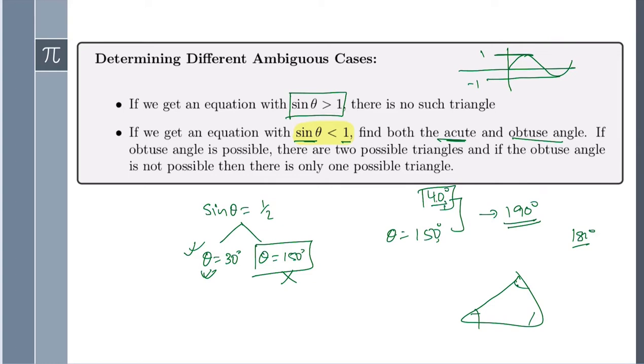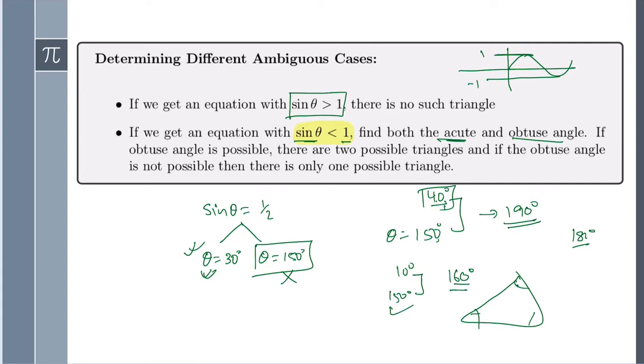Now, for example, if the given angle was 10 degrees, then we have 150 degrees as the obtuse angle. If you add these two, you get 160 degrees. It's not exceeding 180 degrees, so that means this obtuse angle is possible. That's how you know the obtuse angle is possible. When you add that obtuse angle with the given angle, if it exceeds 180 degrees, it's not possible, so we just take the acute angle and we have one triangle.